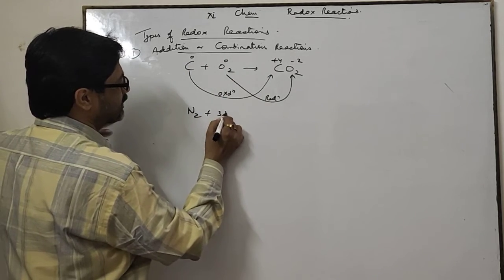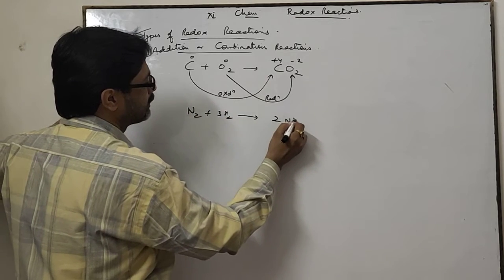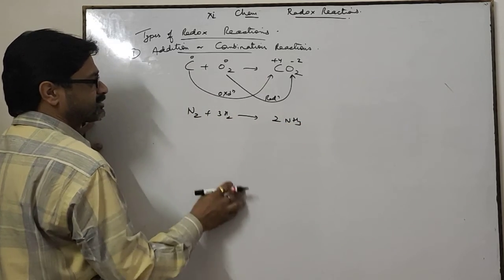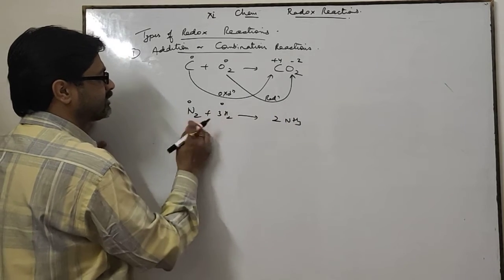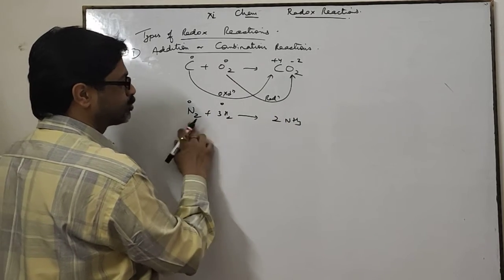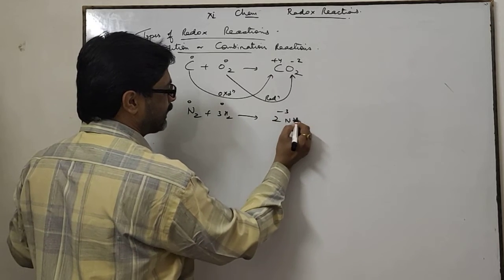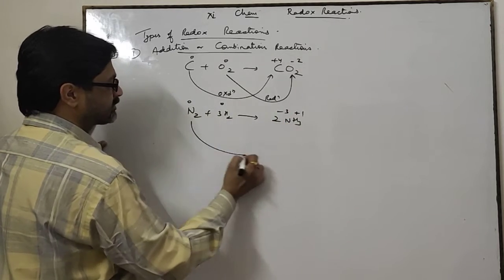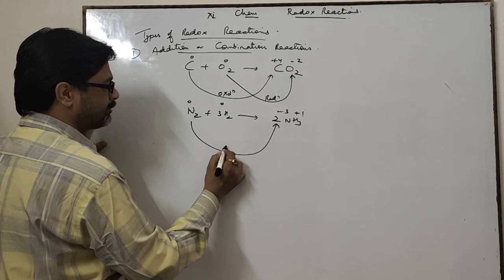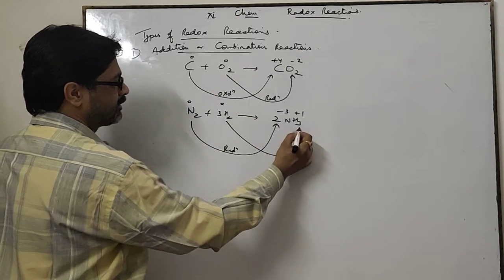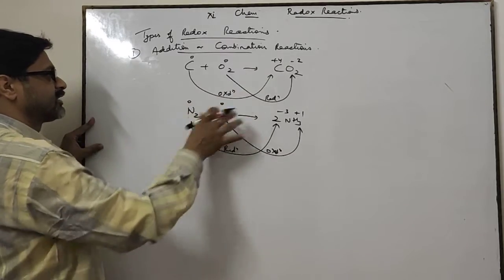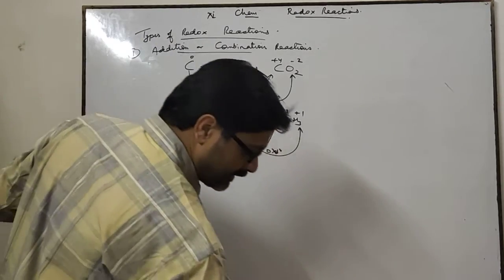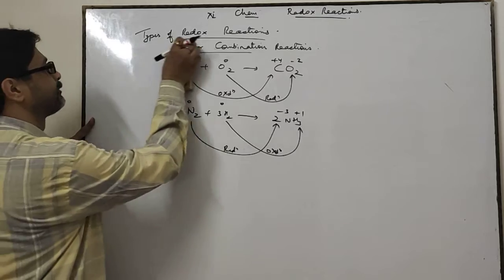See here one more example like this. This is also a type of addition reaction in which two compounds combine together to form a single product. Oxidation number of N2 and H2 both are 0. Here minus 3, plus 1. This is the decrease in oxidation number means reduction, and here increase in oxidation number means oxidation. This is the type of redox reaction in which addition or combination takes place.